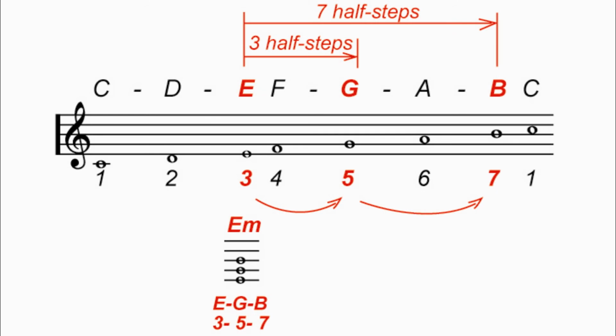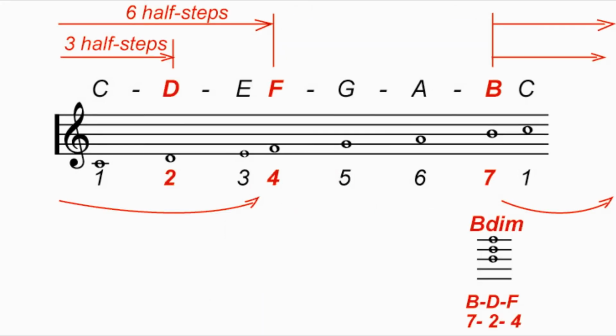Minor chords are produced automatically when building the chords of a major scale. We can produce a minor chord by flattening the second note of any major chord. Here's the E minor chord. A diminished chord is a chord that has 3 half steps between the first and the second note of the chord, and 6 half steps between the first and third note of the chord. A diminished chord is produced automatically when building the chords of a major scale. We can produce a diminished chord by flattening the second and third note of any major chord. Here is the B diminished chord.